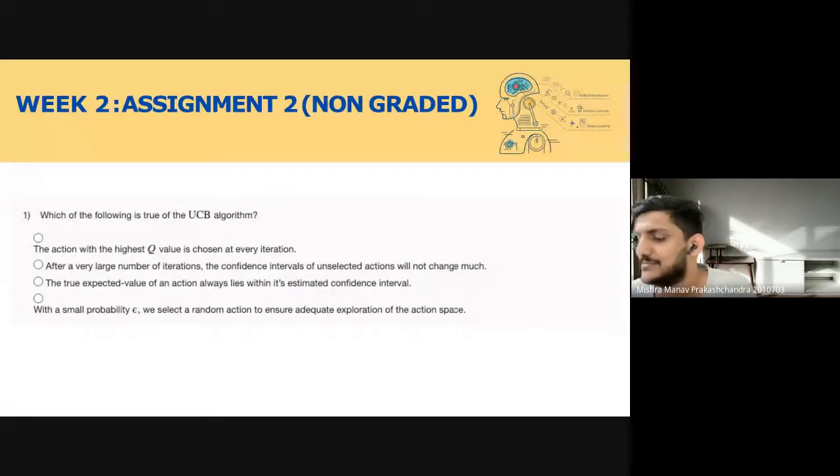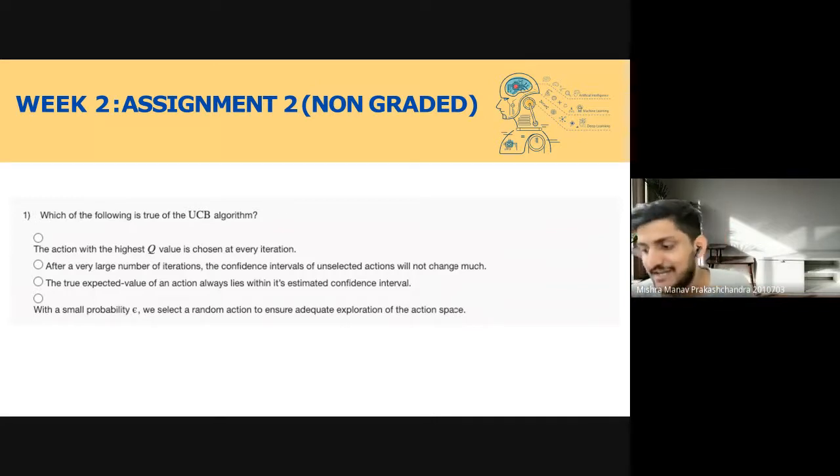Second choice is, after a very large number of iterations, the confidence intervals of unselected actions will not change much. The confidence interval for unselected actions grows by a log of n. So it will change, but it will change with log of n. After a large number of iterations, the log sort of saturates. So you can tell that option two is correct. We'll look at options three and four and then get back to option two.